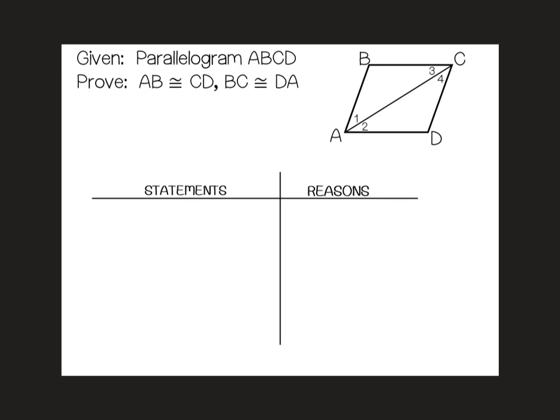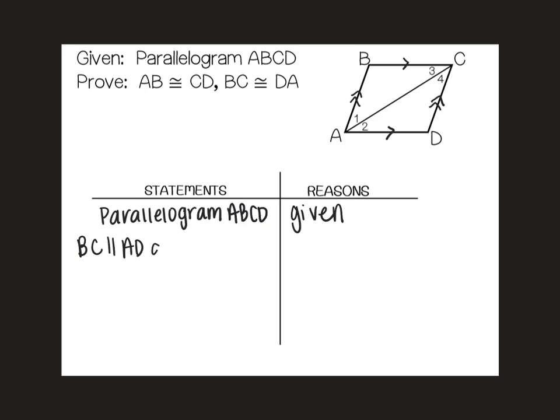So, same thing in proofs, we are going to write down what we're given. Okay, let's try again. Parallelogram ABCD, and then you write the word given. If this is a parallelogram, we know that opposite sides are parallel. So I'm going to mark those as parallel. I'm going to write down that BC is parallel to AD and AB is parallel to CD. And I'm just going to write definition of a parallelogram because that's just one of its properties.